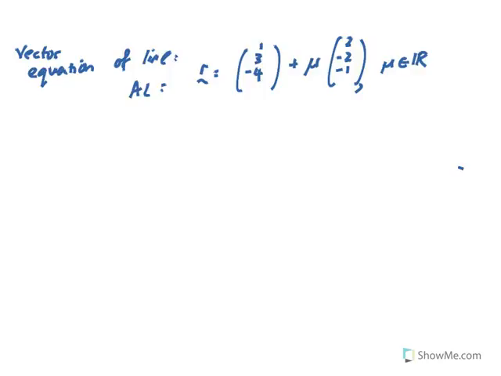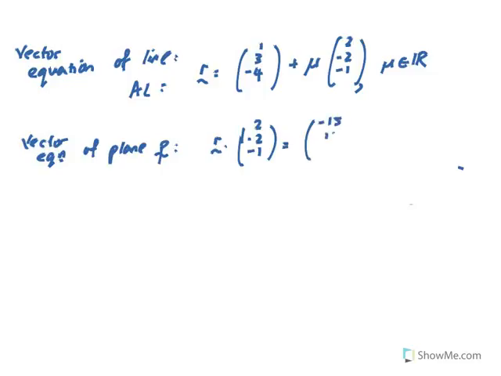Going back to the vector equation of the plane, I can also write it in this way. The vector equation of the plane is r dot product with the normal vector 2, negative 2, negative 1 equals negative 15. So this is A dot N, the dot product with 2, negative 2, negative 1. So this one is the A dot N in our equation, and this will give us negative 55.